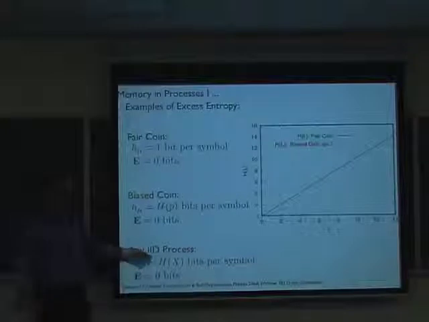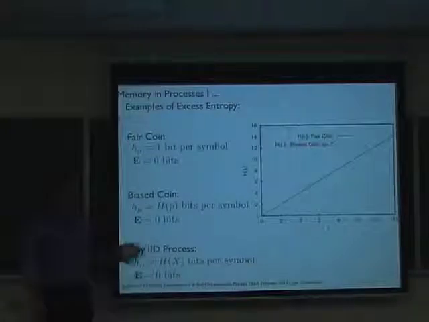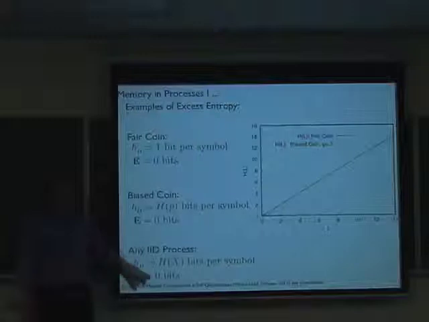And then again, at this point, it's kind of a whipping boy. The IID processes, no memory. So this is now going to be my proxy for why they're uninteresting. E equals 0.